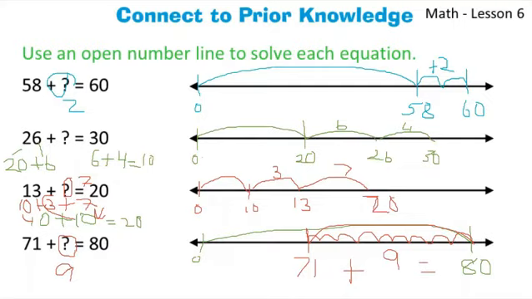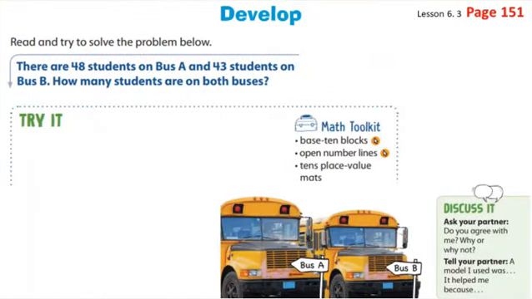So this is our warm-up. Now let's go on to page 151. Let's take a look at this. I will read the problem, and this is our develop knowledge session here. Read and try to solve the problem below. There are 48 students on bus A and 43 students on bus B. How many students are on both buses?